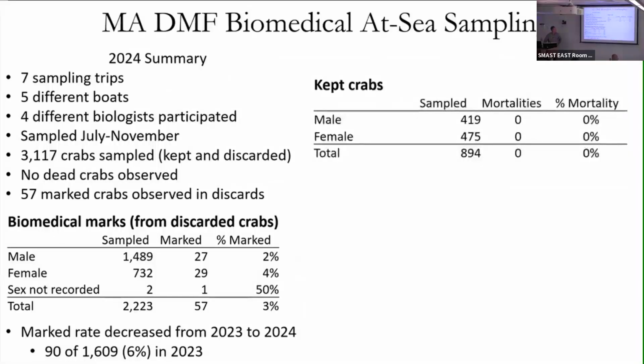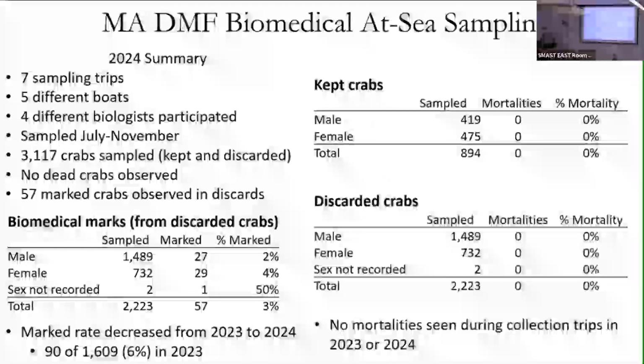For kept crabs, we're looking at mortality. We sampled almost 900 crabs, and didn't see any dead ones on the boat. And for the rejected crabs, the crabs that were on the boat and they released for whatever reason, if they're too small, if they were injured, if they've already been bled, we sampled over 2,000 of those, and none of those were dead on the boat either. We didn't see any mortalities in 2023 or 2024.